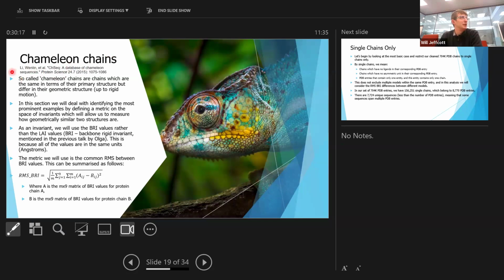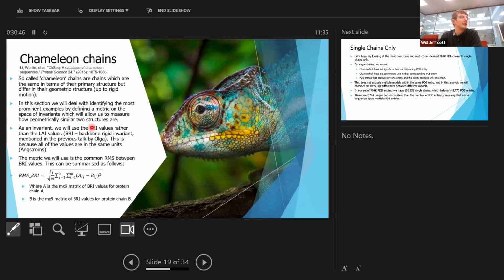But we offer a definition here. Chameleon chains are basically chains that are the same in terms of their primary structure. So they've got the same sequence, but they differ in their geometric structure. In this section, we deal with identifying the most prominent example by defining a metric on the space of invariants, which will allow us to measure how geometrically similar two structures are.